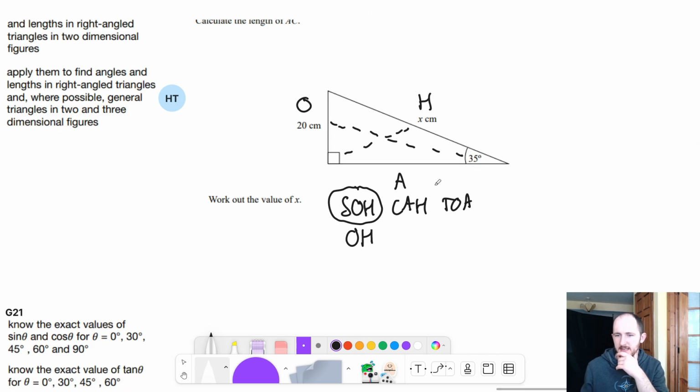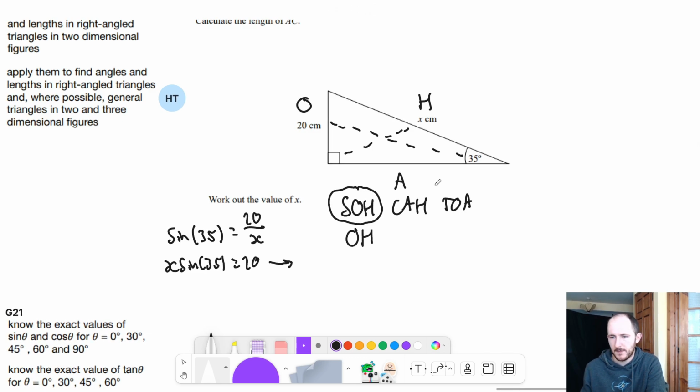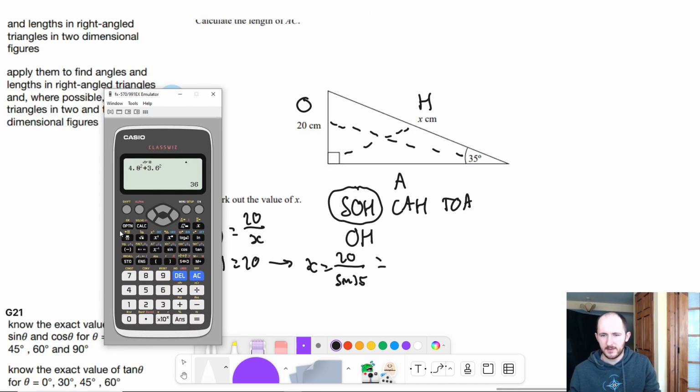And SOH just says that sine of the angle, so sine 35, is equal to the opposite side 20 over the hypotenuse, which is x. So if I rearrange this, so times both sides by x, then divide both sides by sine 35, I get x is equal to 20 over sine 35. So all I need to do now is enter it in a calculator.